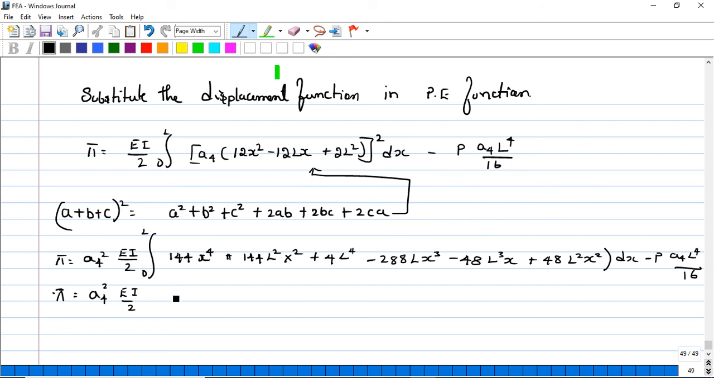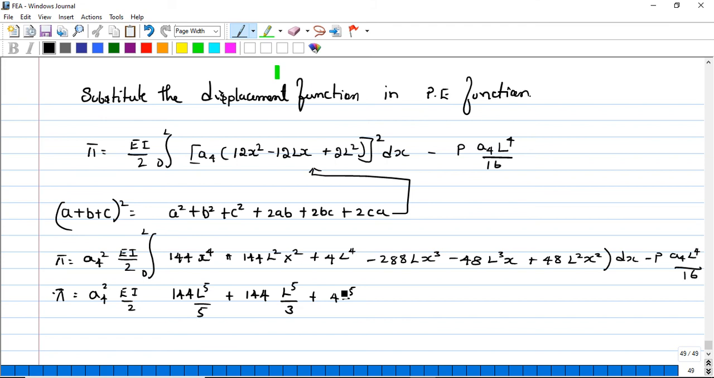Okay, when I do that, this will be 144 L raised to 5 by 5 plus here 144, this is L square, and here it will be L cube by 3, that I can write as L raised to 5 by 3 plus 4 L to the power of 4. So I need to multiply, dx will be x, that will be L. So 4 L raised to 5.